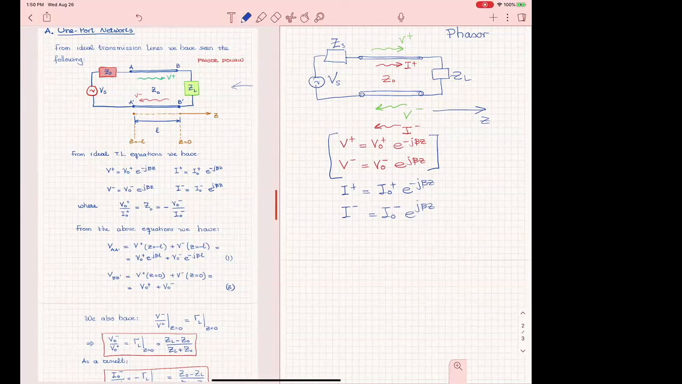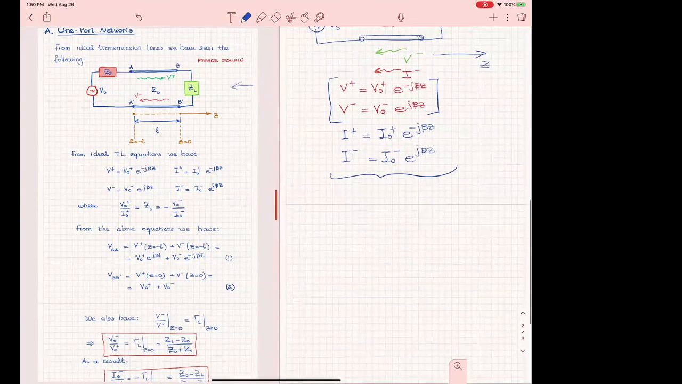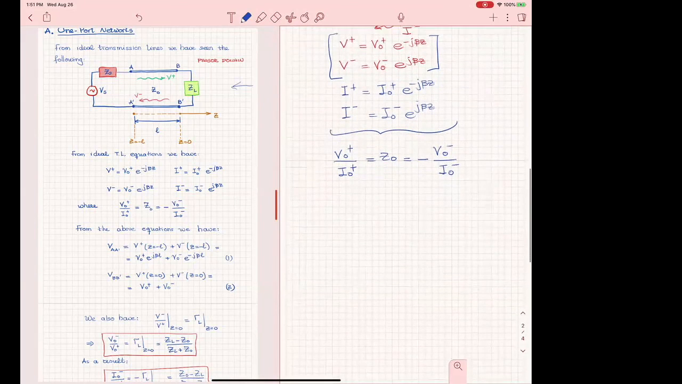Then we have the following relationships that are correct. That V naught plus, the ratio of these two constants, is nothing else but the characteristic impedance of the line. And it's the negative of the ratio of these two constants. All right, so we talked about this.